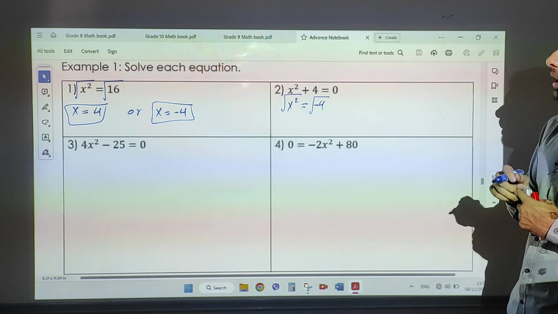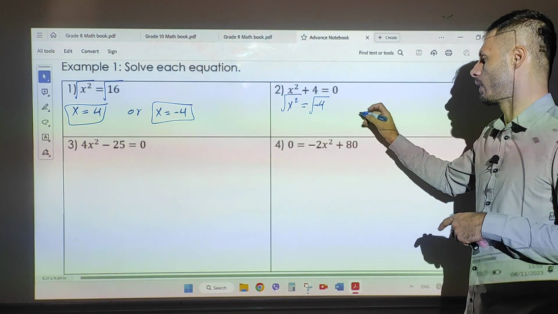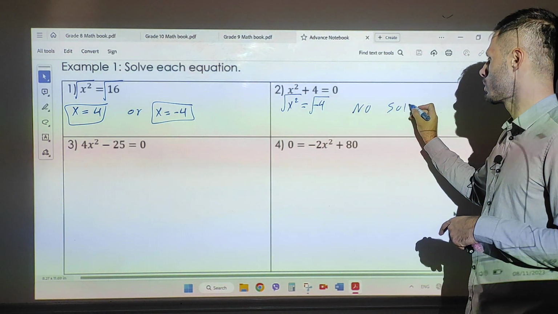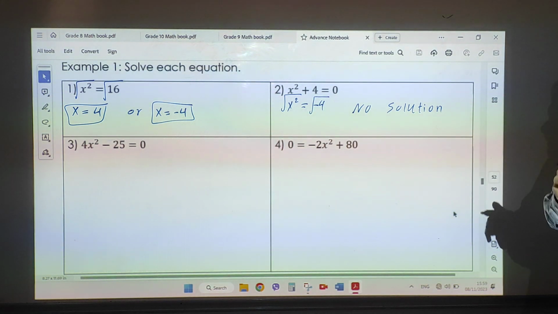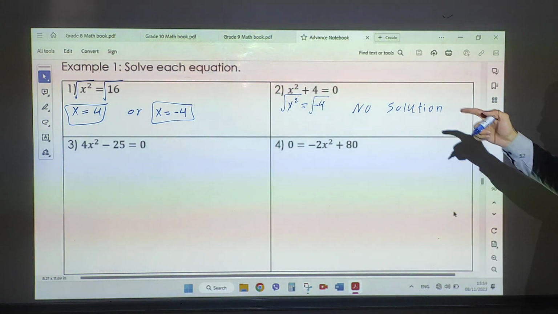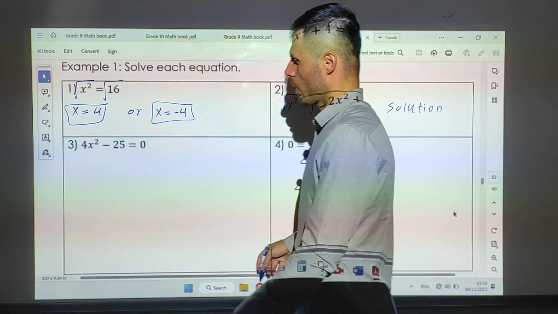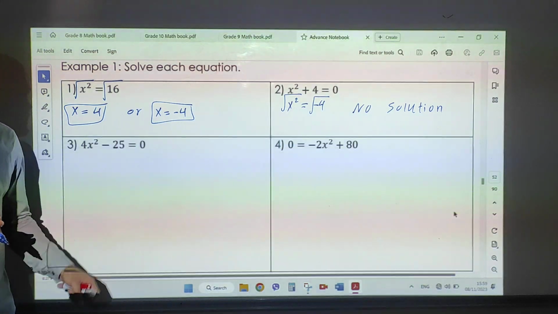But we see that now we have the square root of a negative number. In this case, always when you have the square root of a negative number, we will say there is no solution for this question. Always when something power 2 equals a negative number, you will get no solution, because we don't have any number to multiply by itself that equals negative 4.